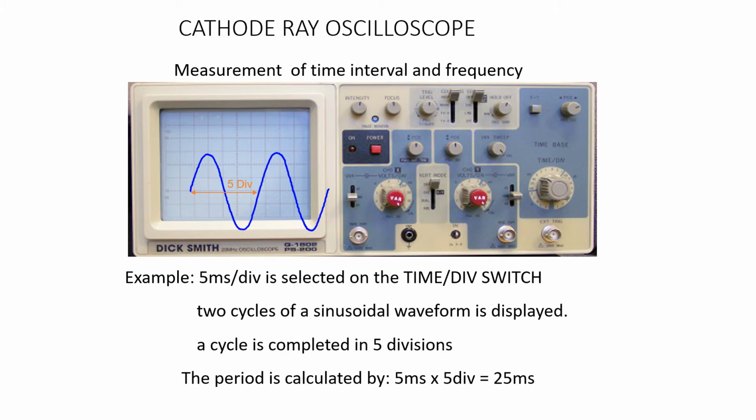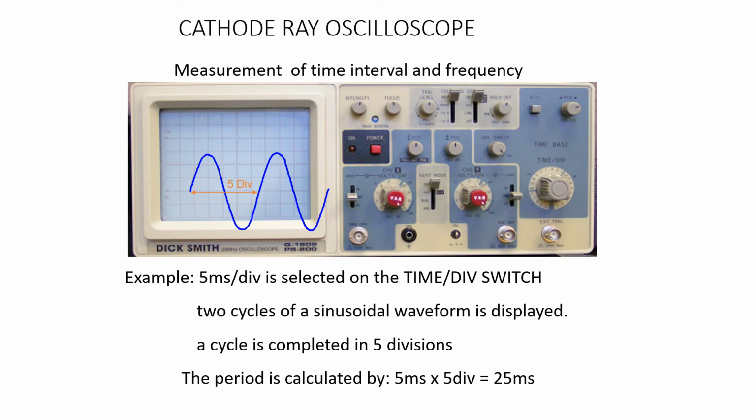Now, you see the time per division switch is at 5 milliseconds per division. So the time period of this waveform is calculated as time per division into the number of horizontal divisions. In this example, 5 milliseconds per division into 5 divisions is 25 milliseconds. This is the time interval or the time period of the waveform.